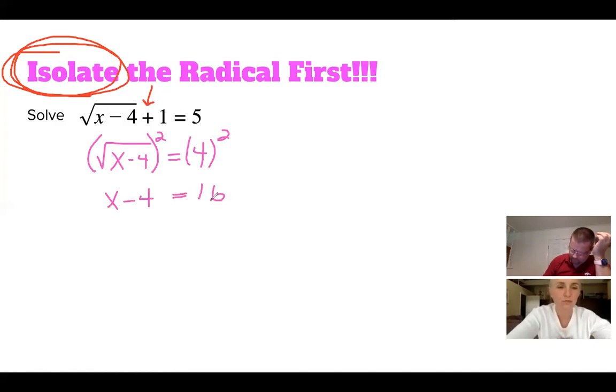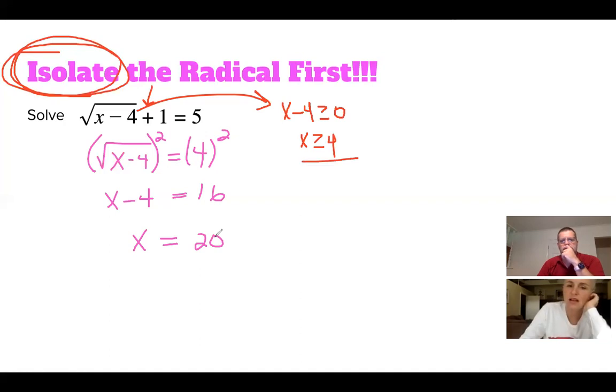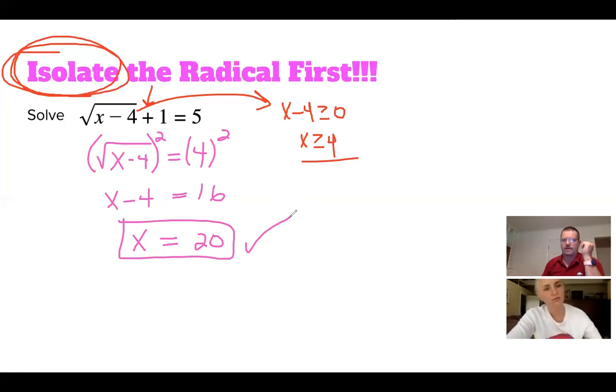And using your logic from a few minutes ago, what would be the offensive domain number for this? We know we want x minus 4 to be greater than or equal to 0, because that's the piece underneath the radical. So if we add that 4 over, we get x is greater than or equal to 4. As long as my solution is greater than or equal to 4, I should be good to go. I am good to go because I got 20.